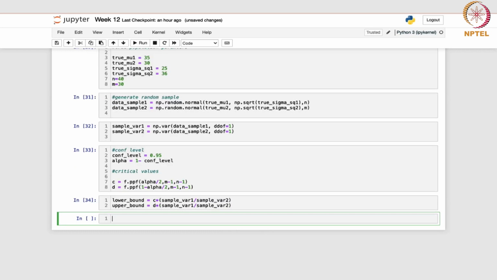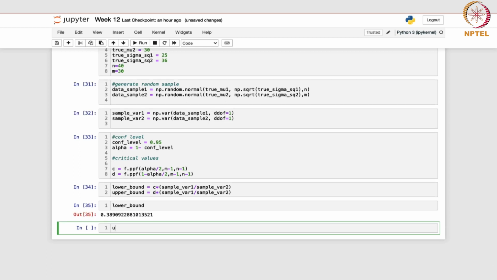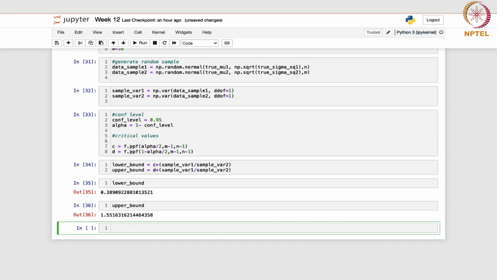Okay, so if you want to see the confidence interval for this, we can see what is the lower bound for this, 0.38, and the upper bound over here is 1.55. Okay, so let me just write a few commands for print so that it is easier for you to understand. So sample variance 1 would be your sample_var_1.